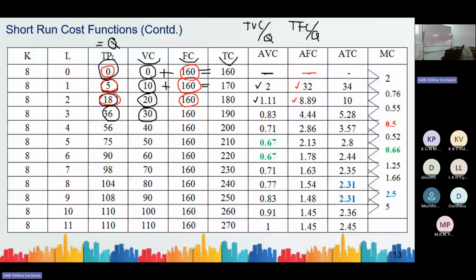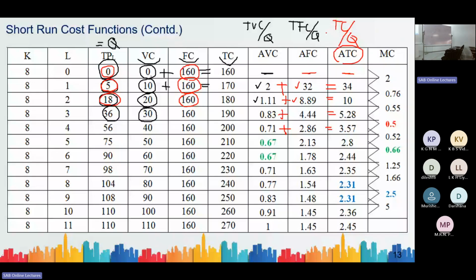And average total cost is average variable cost plus average fixed cost. Average fixed cost plus average variable cost is the average total cost. Or else you can divide total cost by Q to calculate average total cost. So there are two ways of calculating average total cost.